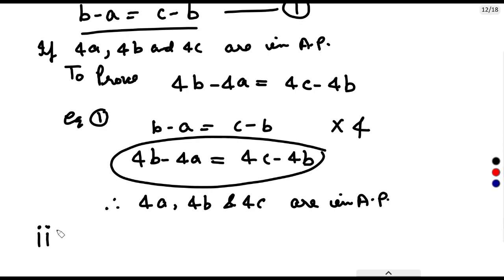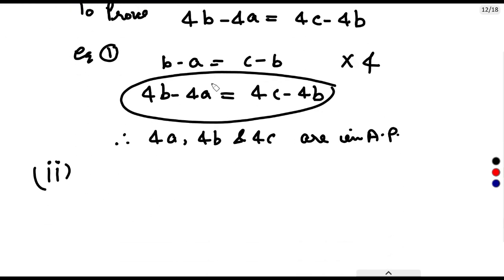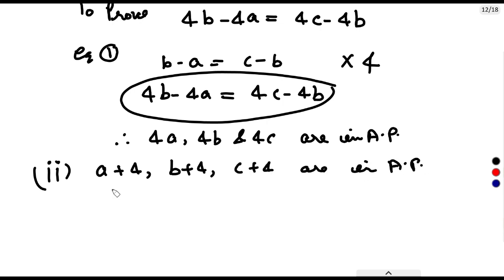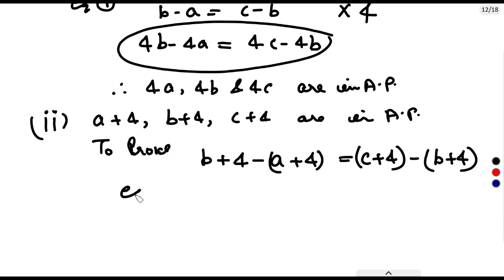For second part, we have to prove A plus 4, B plus 4 and C plus 4 are in AP. It means we have to prove B plus 4 minus A plus 4 is equal to C plus 4 minus B plus 4. Again, we are considering equation 1.